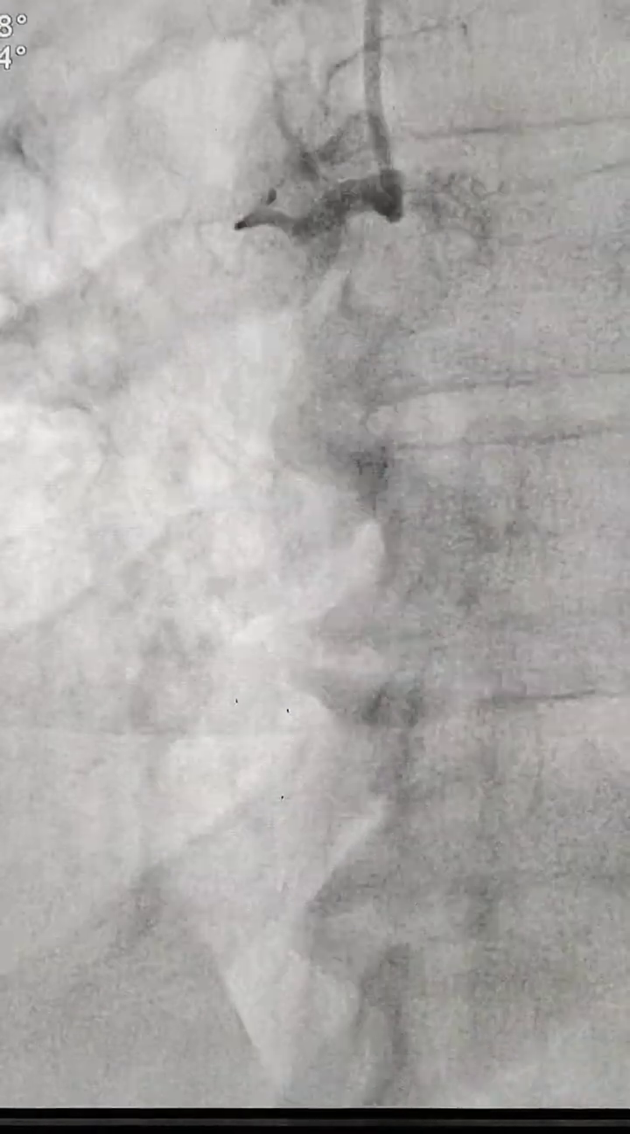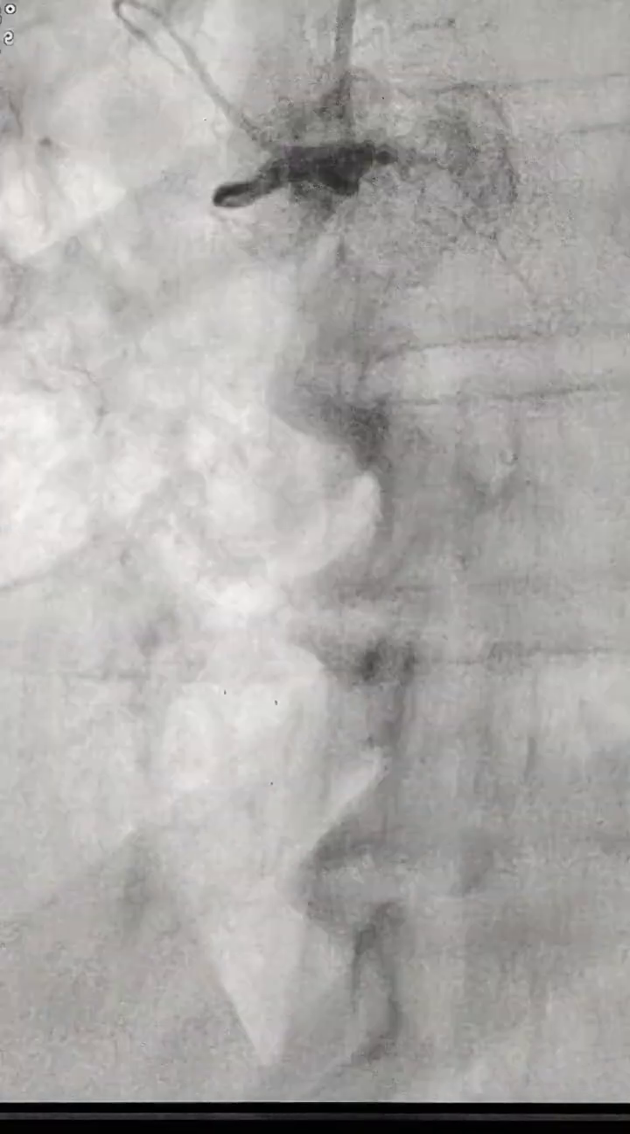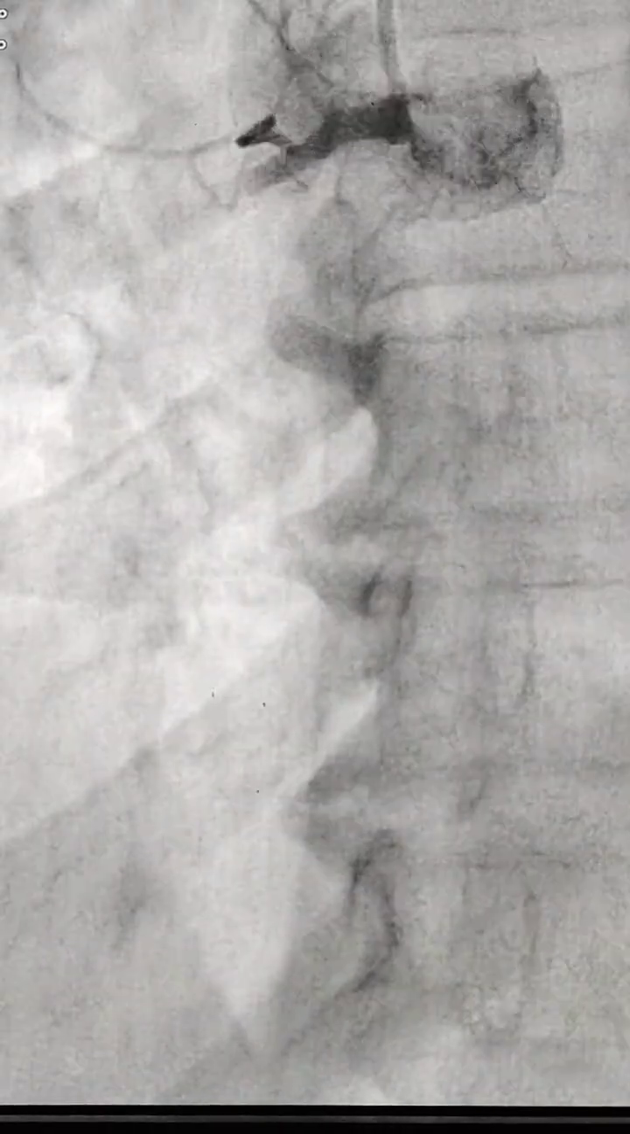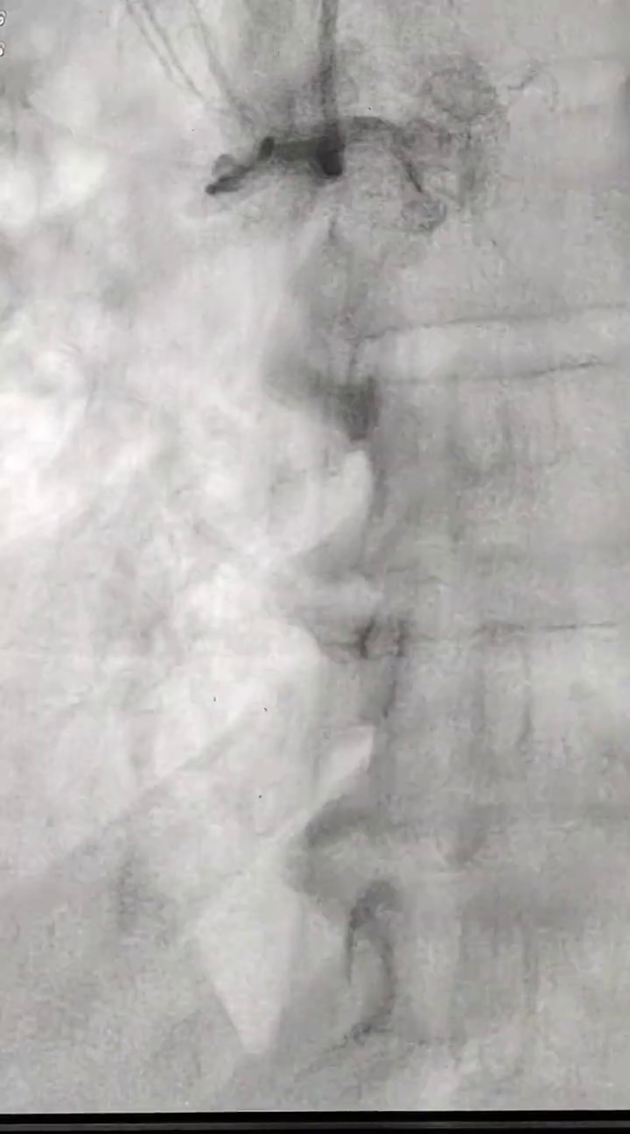And as expected, there is a total thrombotic occlusion of the RCA in this shot. This was a right radial route. This is a Tiger catheter. You can see how bad the thrombus is. So after all clearance, we took up this case with the same right radial route.